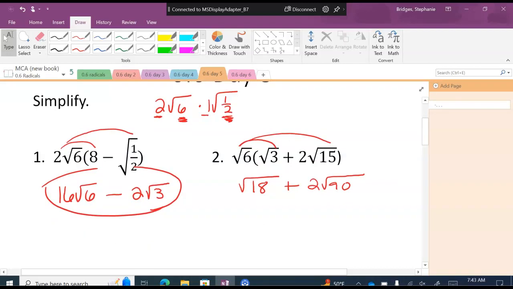And then we have to check to see if we can simplify. First of all, is 18 a perfect square? No, but does it have a perfect square that divides into it? It does. So we're going to split that up into the square root of 9 times the square root of 2. That square root of 9 turns to 3. That 2 stays under the radical. And then what about 90? Is it a perfect square? No. What perfect square goes into it, though?